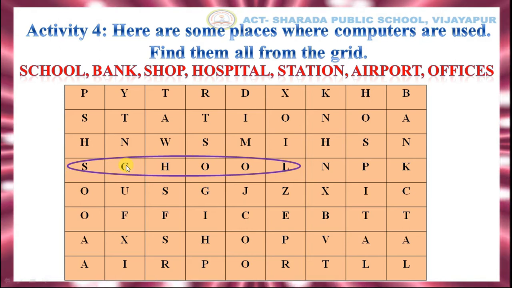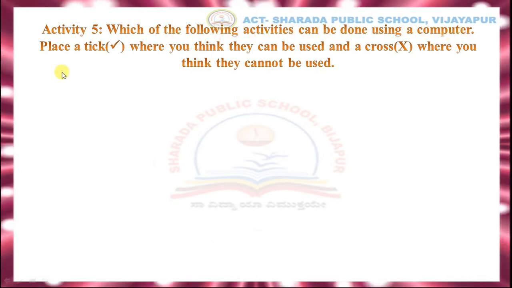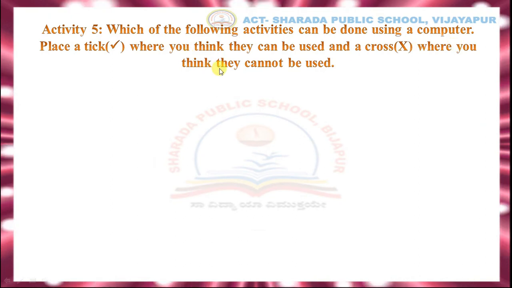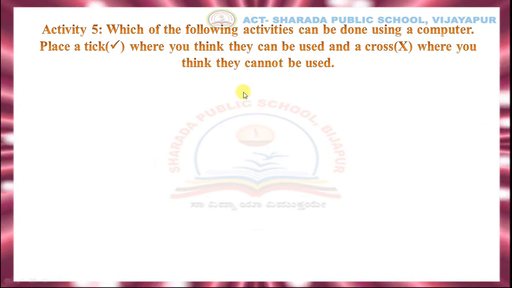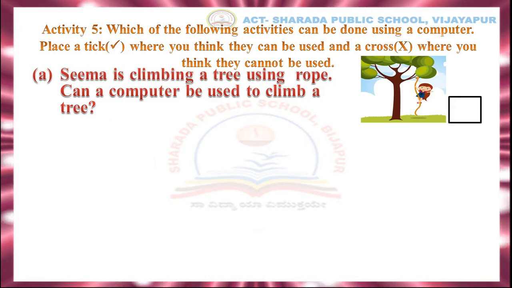Let's move to activity number 5. Which of the following activities can be done using a computer? Place a tick where you think they can be used and a cross where you think they cannot be used. Children, you have to put a tick mark on the activities that can be done using a computer and a cross mark on the activities that cannot be done using a computer in the box given.